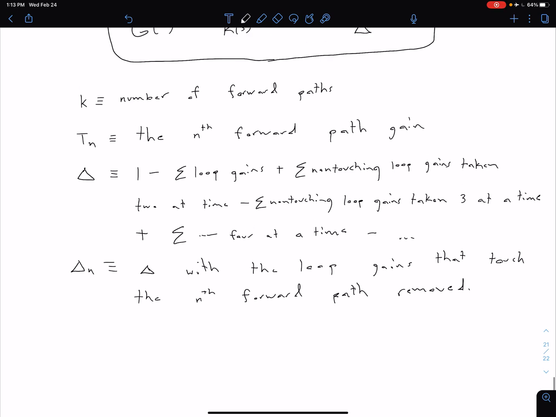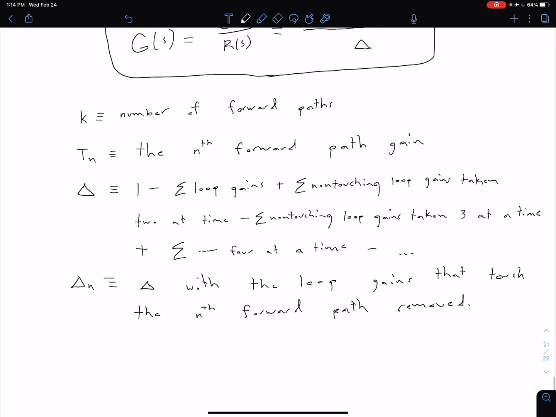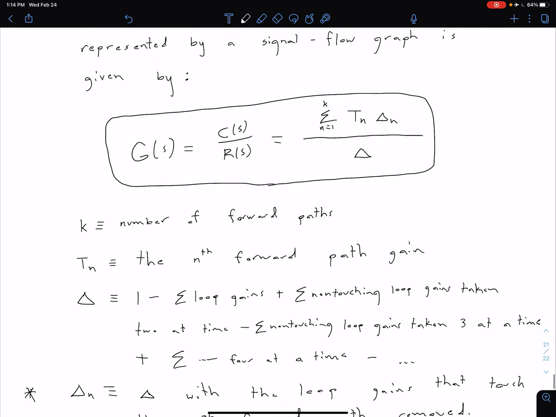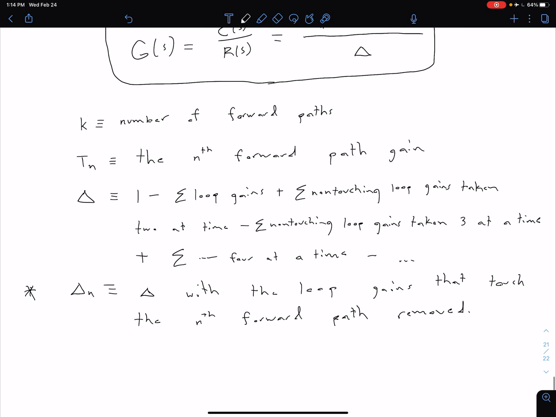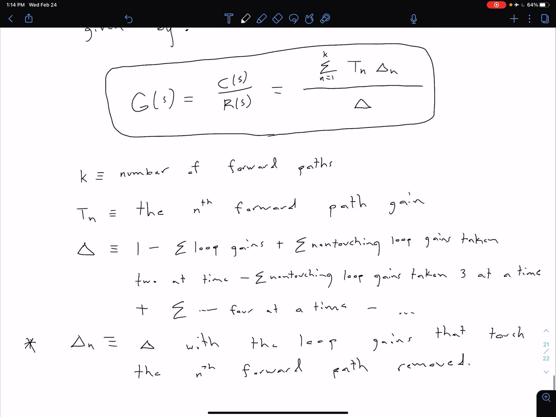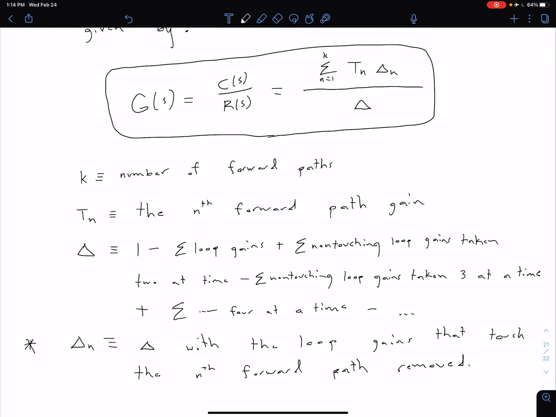One note about this delta sub n: the equation in the textbook is incorrect. However, the explanation immediately following that equation is correct. You'll notice in the lecture notes or in the items posted on Canvas, there's something called the Mason's rule correction. That's a more detailed explanation of why what I've written here in the notes is correct and where the error is in the textbook. But just watching this video and knowing the definitions of all of these items, you'll be perfectly fine.